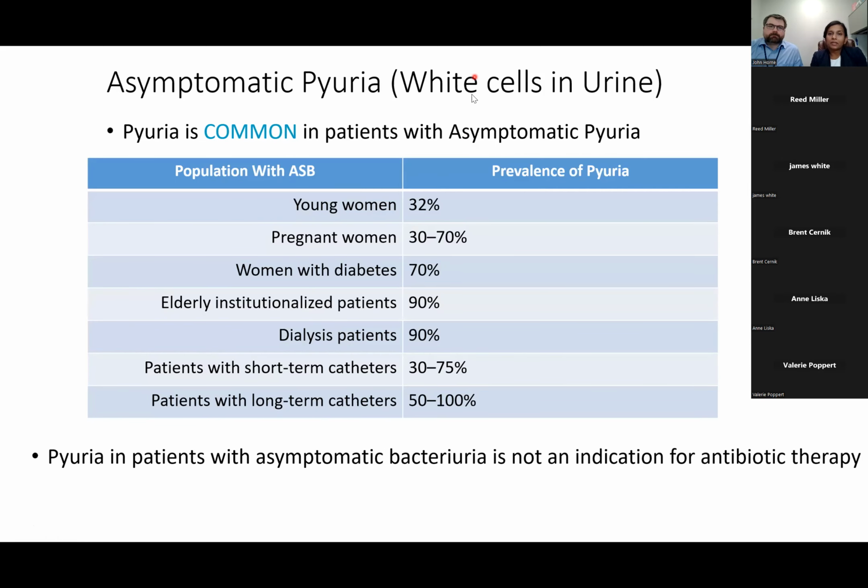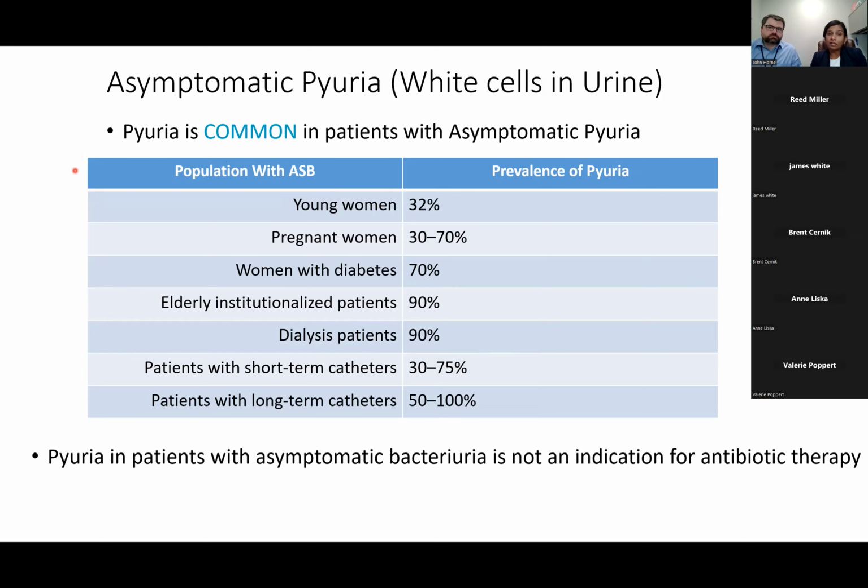So now here we are going to talk about asymptomatic pyuria. We get a lot of questions when we get called on: this patient, I did a urinalysis, they have white cells in the urine, so now I should give antibiotics, shouldn't I, even though they don't have any symptoms? So it's really important to know that white cells in the urine is also very common.